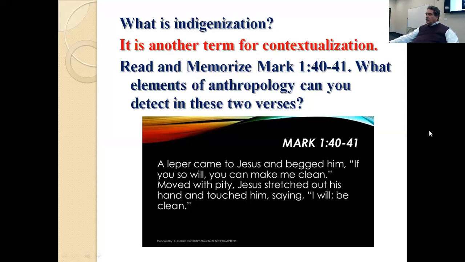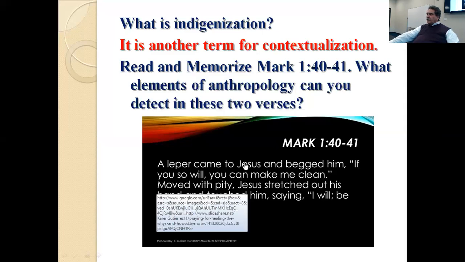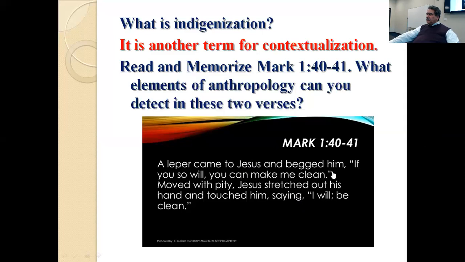Before I answer, would you like to give it a try? I'm sorry, ask that question again. Just in these two verses, this simple incident of this leper who was a beggar who came to Christ and asked him, if you want, you can make me clean. What elements of anthropology can we see here?